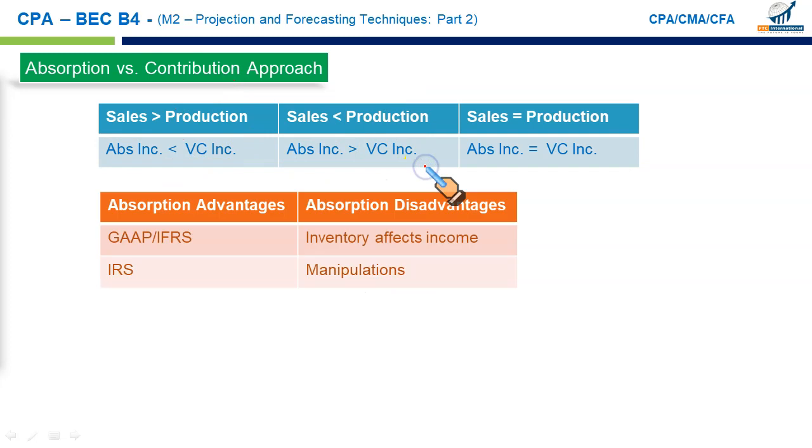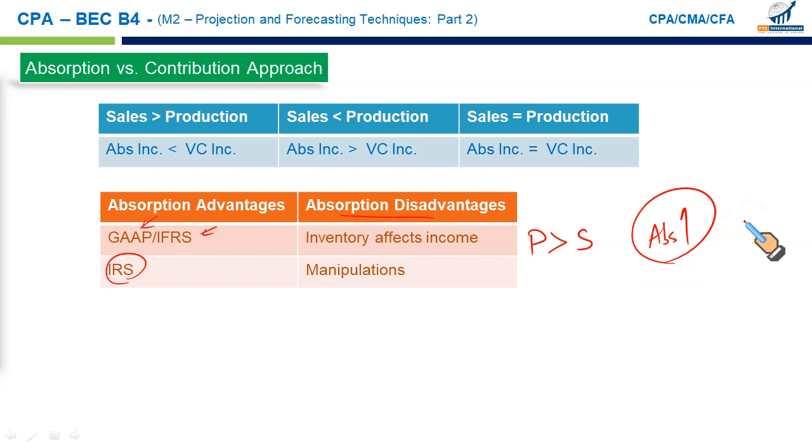So finally, now we have some advantages and disadvantages of the absorption system. As I told you, absorption costing is required under US GAAP, IFRS as well as the IRS filing. There are certain disadvantages as well, because in absorption costing, when production is more than sales, your profit is artificially inflated. So this could be used as manipulation by those managers whose performance is evaluated based upon the absorption costing based income statement. So this could be the drawback.